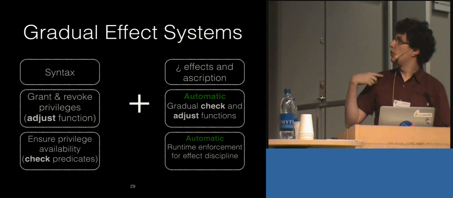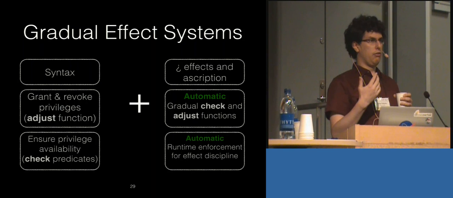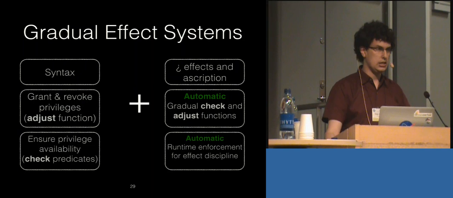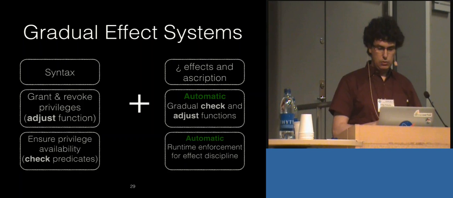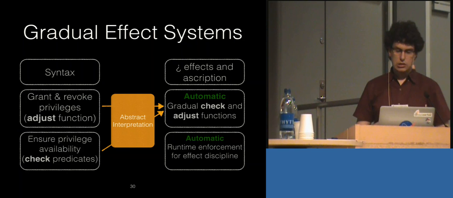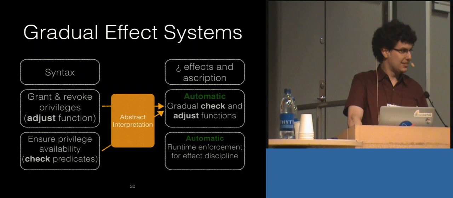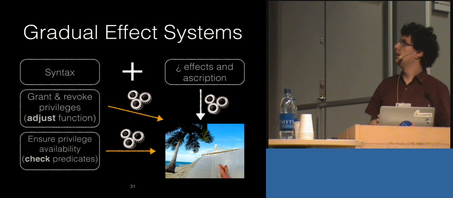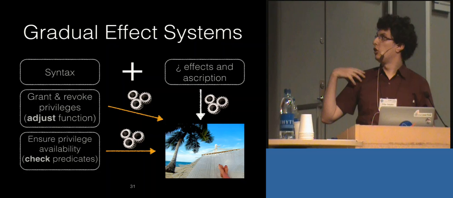What we provide in the paper is that we can create automatically versions of these gradual check and adjust functions from the functions used in the framework. So if you have a system declared for this framework, you can just get gradual effects. And we provide all the necessary runtime enforcement of the effect discipline. How do we generate these gradual check predicates and adjust functions? We use ideas from abstract interpretation to do so. And we provide type safety guarantees, not requiring any extra work over an instance of the framework.